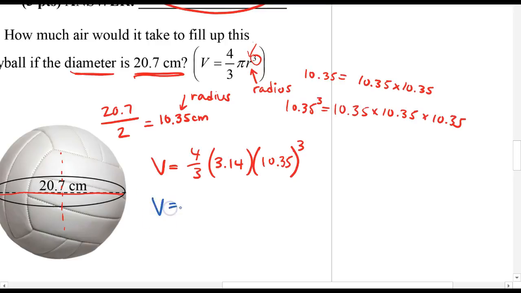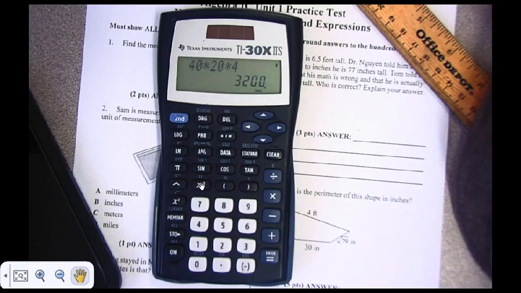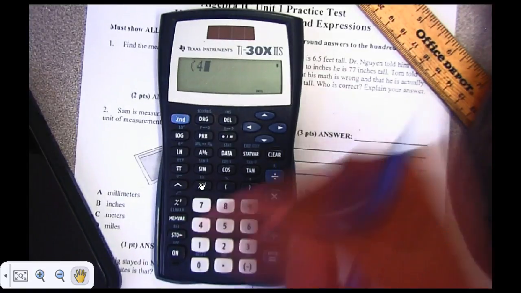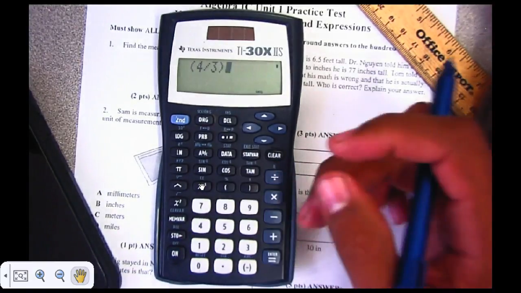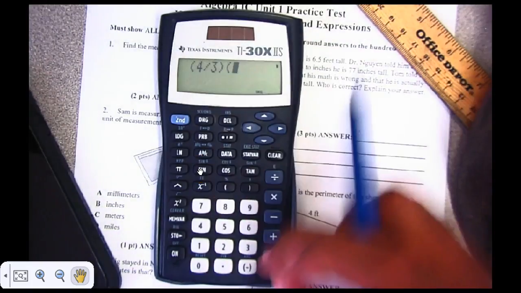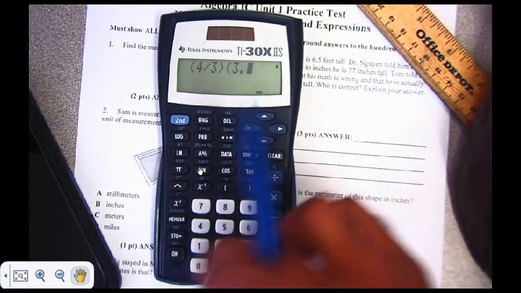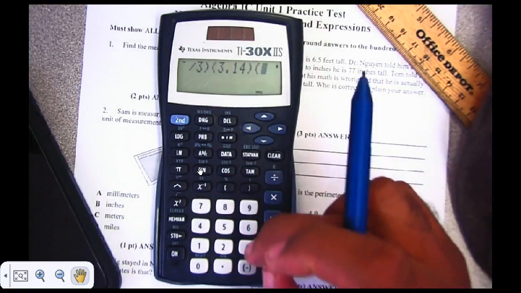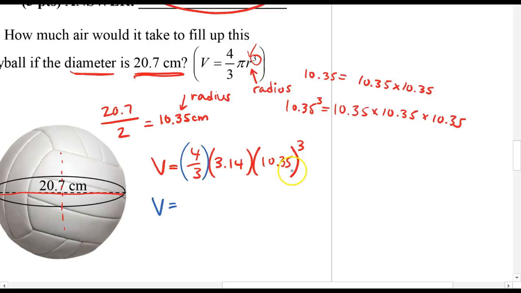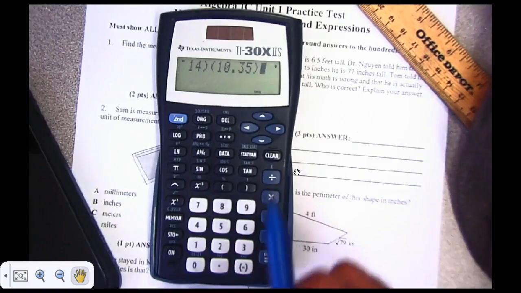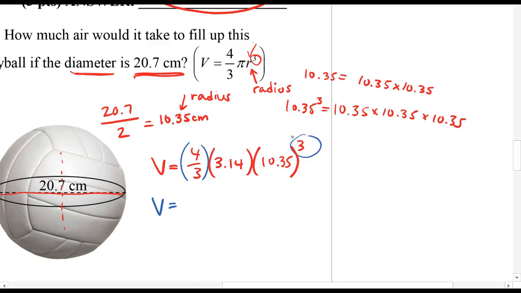Okay? So now let's go back to our calculator, and I'll show you how to put 4 over 3. So on the calculator, what I want to do is I'm going to put a parenthesis, 4 divide 3. That's the same thing as putting 4 over 3. And then here, I'll do multiply, just like it's written on my paper. I'll use parentheses. And then parentheses again. And then remember, it's 10.35 parentheses.